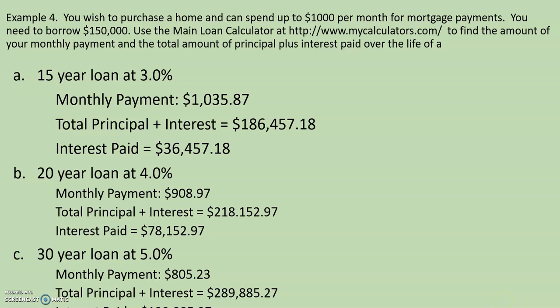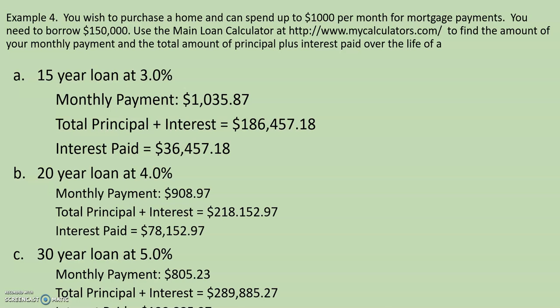The 15-year loan, your monthly payment would be $1,035. Total principal plus interest, $186,457.18. Total interest paid over those 15 years is $36,457.18.